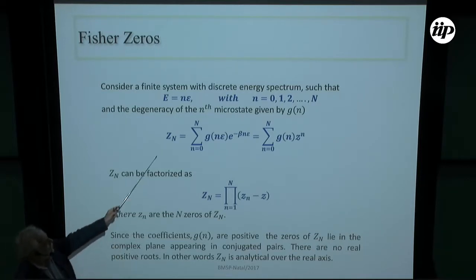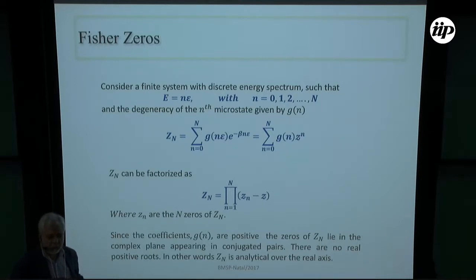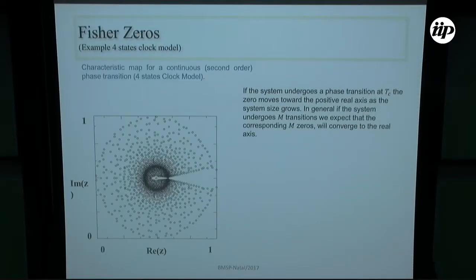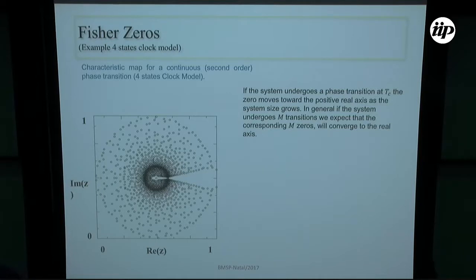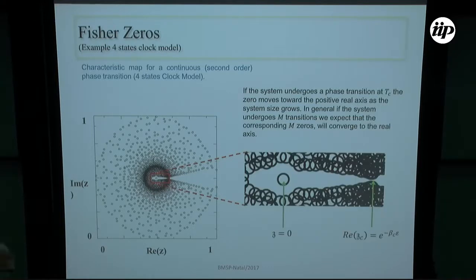But anyway, we know it's a good representation of our thermodynamic functions. Now, let me give you an idea. This is for the four-state clock model. The four-state clock model has an Ising transition. It's a double Ising transition. Those are the zeros of the partition function for the four-state clock model. But check this out. What is interesting? This one is Z equals 0, infinite temperature, it doesn't matter.